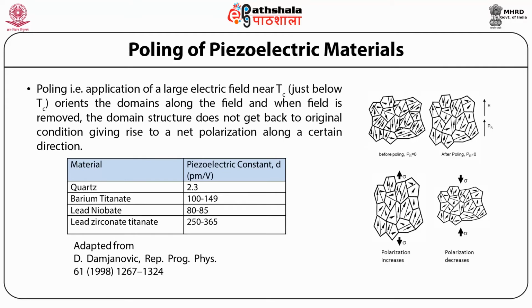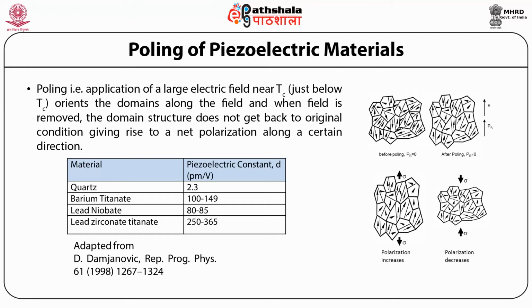So poling is the application of a large electric field near Tc or just below Tc, that is the Curie temperature, which orients the domains along the field. And when the field is removed, the domain structure does not get back to the original condition, giving rise to a net polarization along a certain direction.